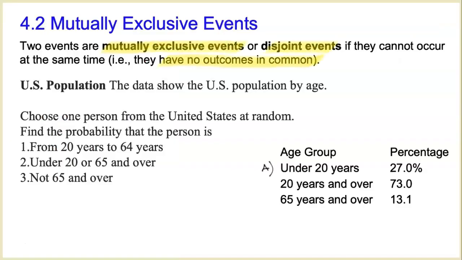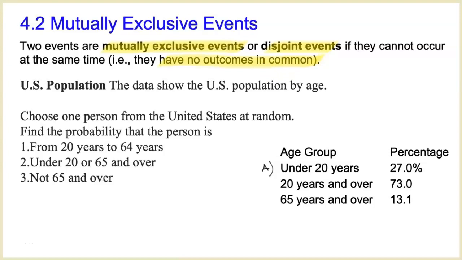So the first thing that we look at here is what mutually exclusive means, or disjoint events. If we have two events, they're mutually exclusive if their events have no outcomes in common. If the events have an outcome in common, then we consider those events not mutually exclusive.